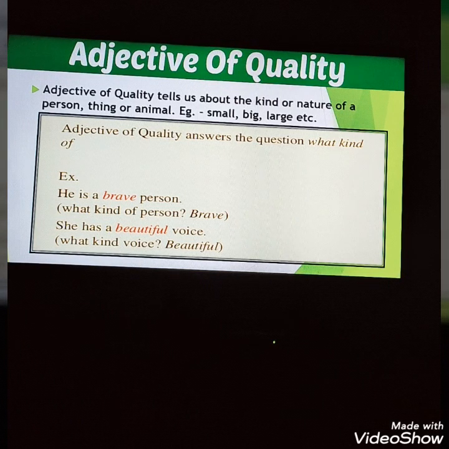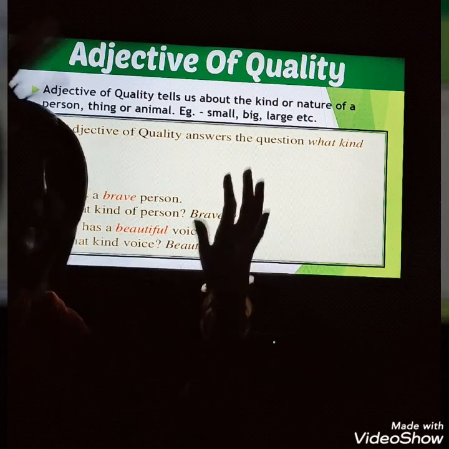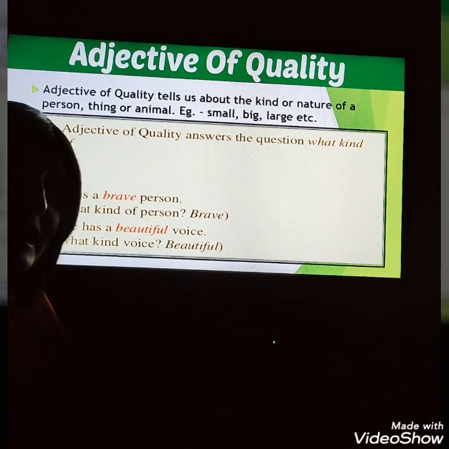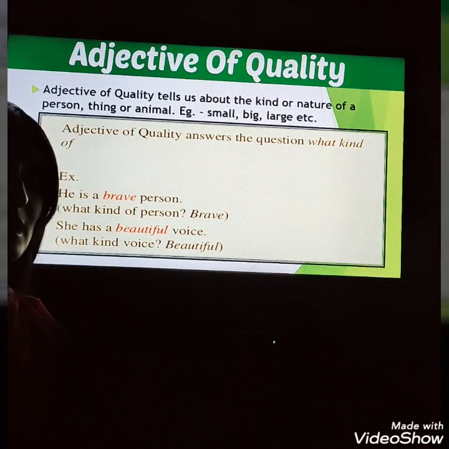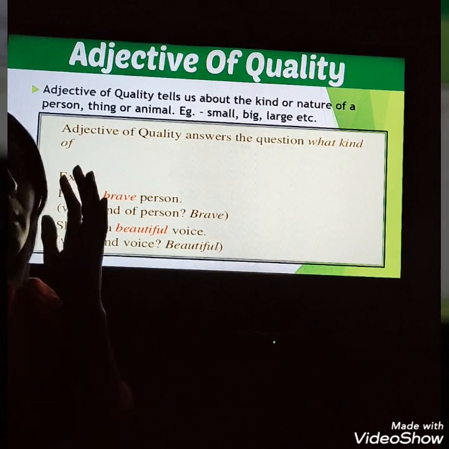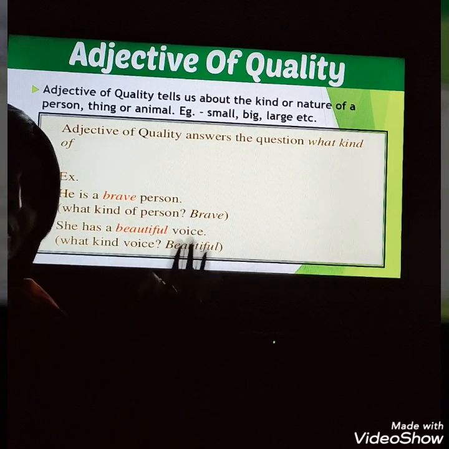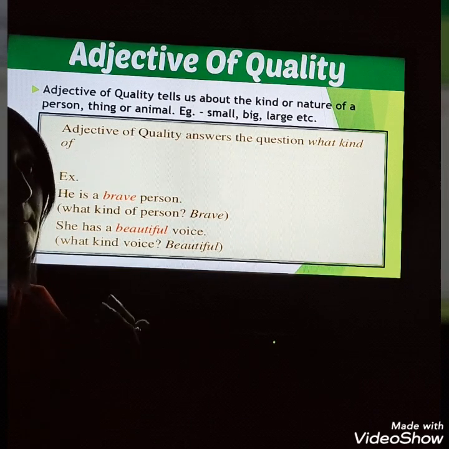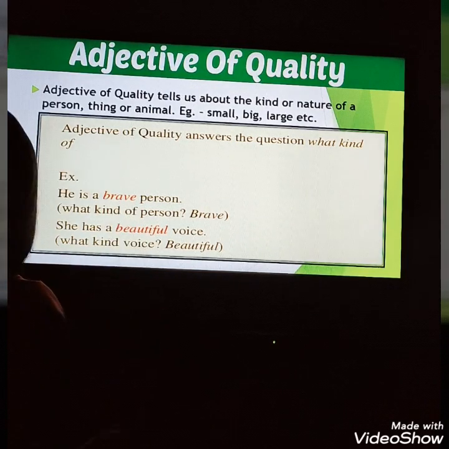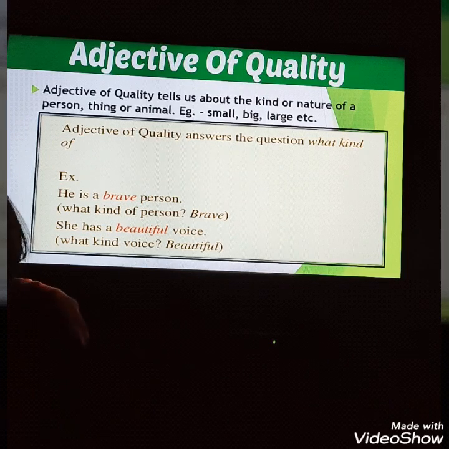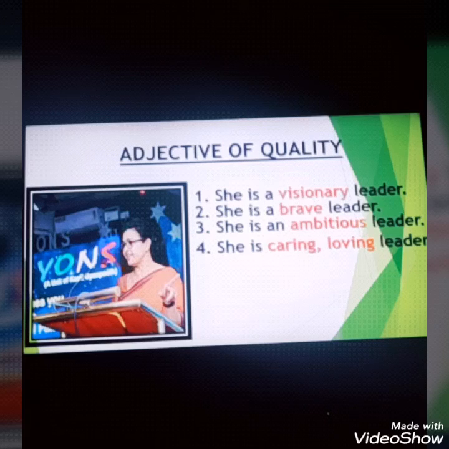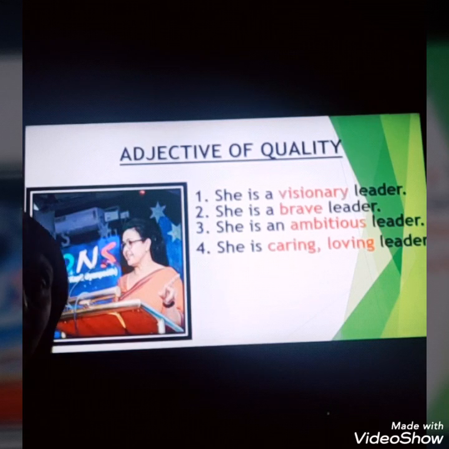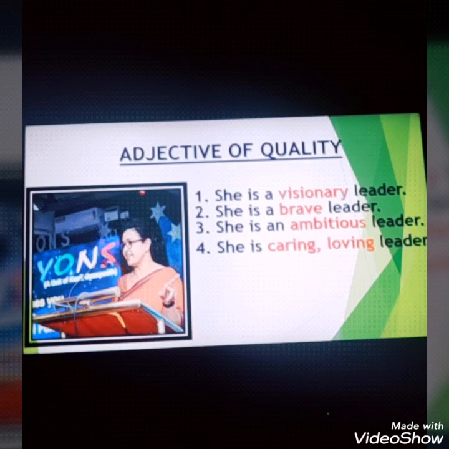Let us take some more examples. It was a big pond. What kind of pond is it? Big. So, pond is a noun, and the word which is describing that noun is big. So, big is our adjective of quality. Now, let us take some more examples of adjectives of quality.